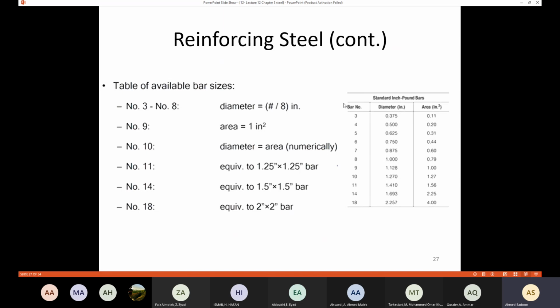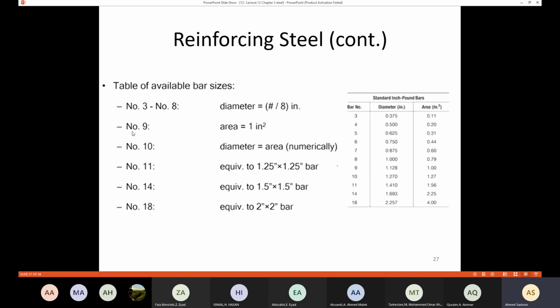And we have some properties regarding the bar sizes. So from number 3 to number 8, you can determine the diameter if you know the number of the steel bar over 8. So for example, in bar number 4, if I want to know the diameter, I'm going to say that the number is 4. I'm going to divide it by 8, and then the diameter should be 0.5 inch. So from number 3 to number 8, I can easily know the diameter using this formula.